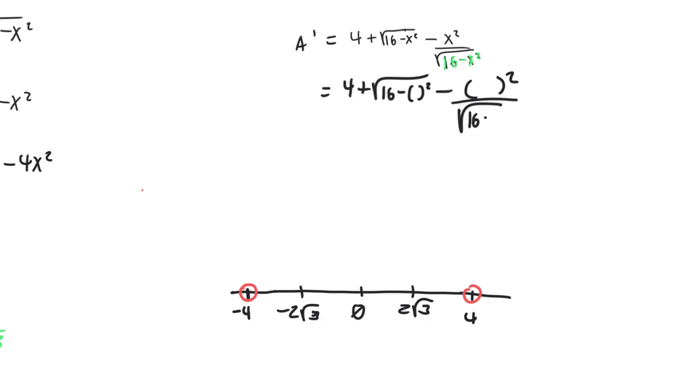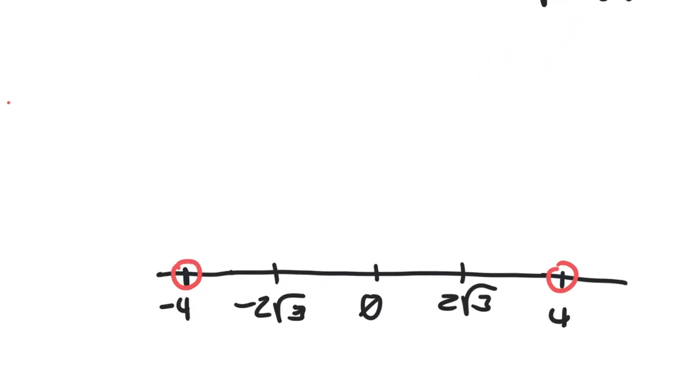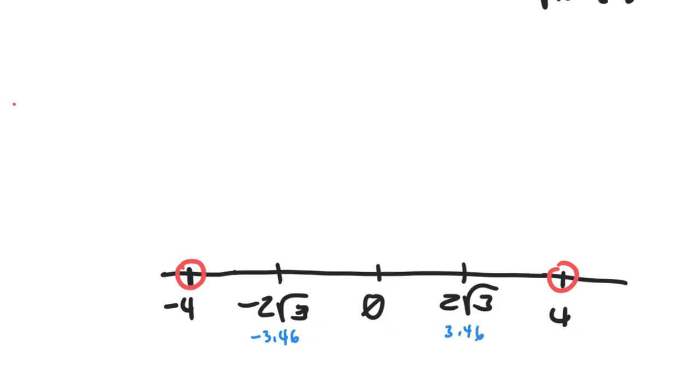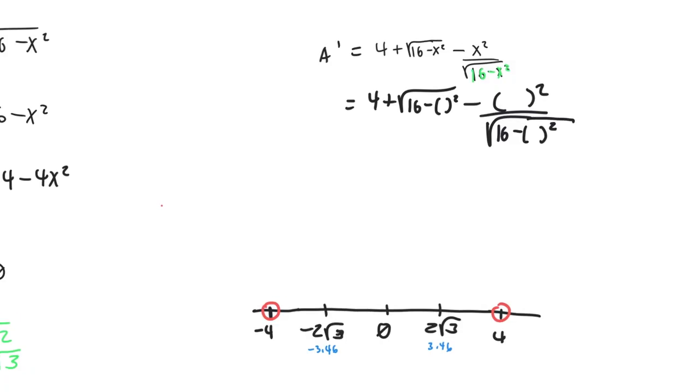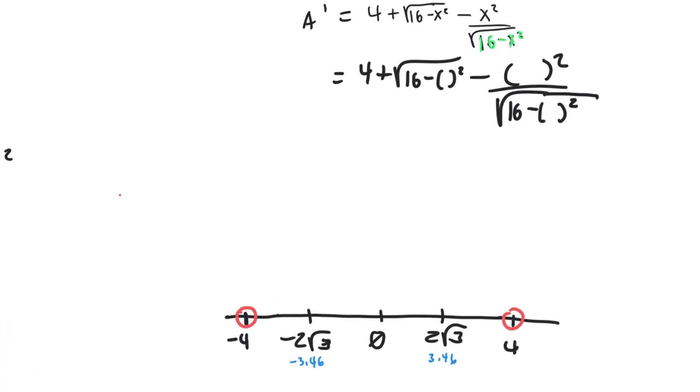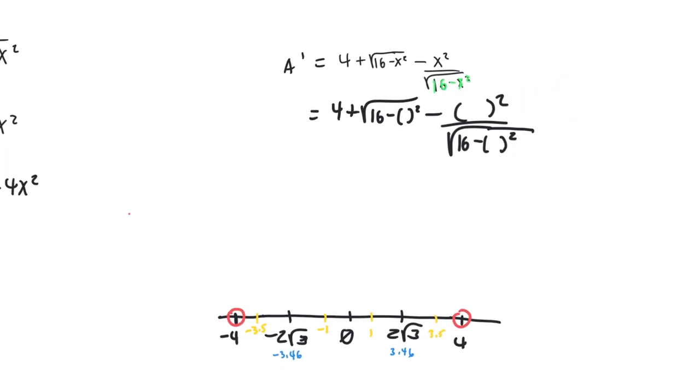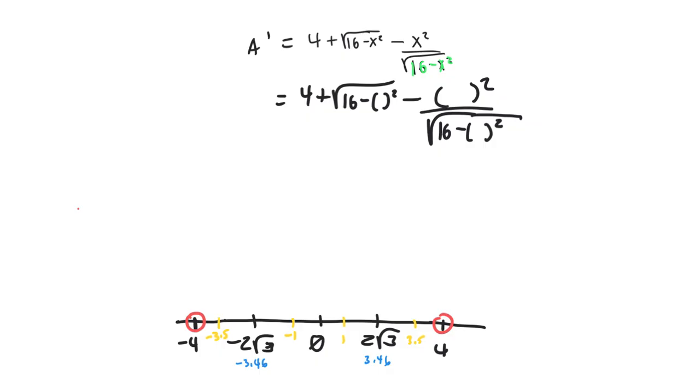So that's what we're going to be doing. Now, let's be very clear. -2 radical 3 is approximately -3.46, and this is, of course, positive 3.46. So when it comes to the actual test values, we can do negative 3.5. We can do negative 1, we can do positive 1, and we can do positive 3.5. And let's go ahead and do that.